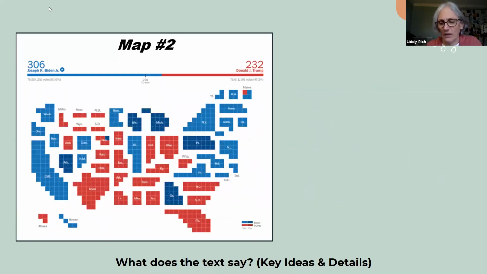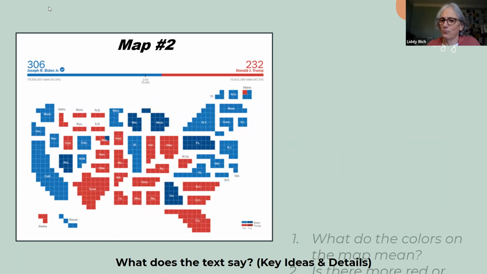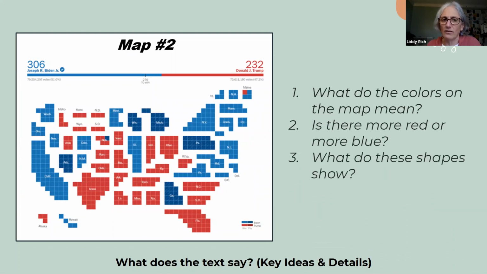And when they did the same questions for the next one, they were really surprised because, if you look at the first map, there's a whole lot of red. And on this one, it's not quite so clear which there is more of. The question of what do the shapes show was a bit harder. So they're not quite as clear about what the shapes are.